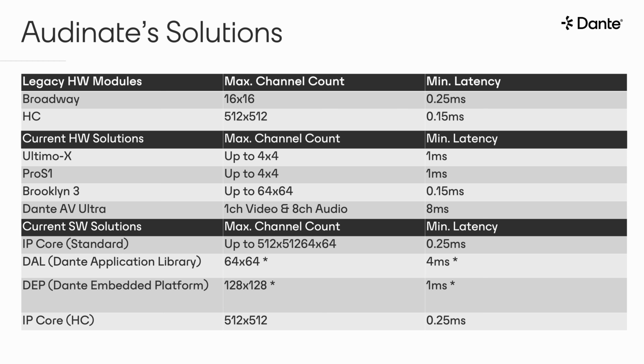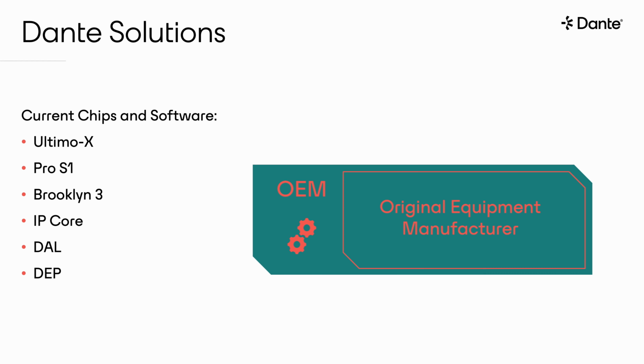This table provides a comparison of the legacy and new chipsets and software solutions. All of the hardware and software that we've discussed so far is focused toward companies who are developing products with Dante. Let's switch gears and talk about some of Audinate's end-user-focused products. We'll start with the AVIO line of adapters.